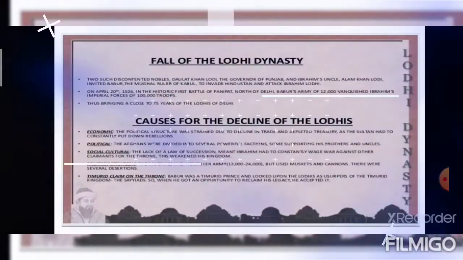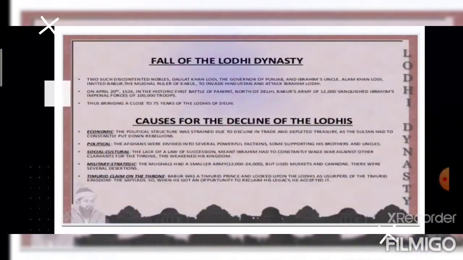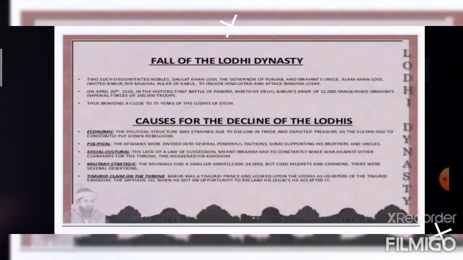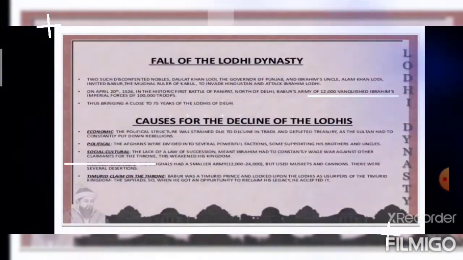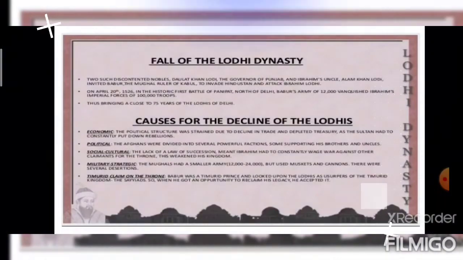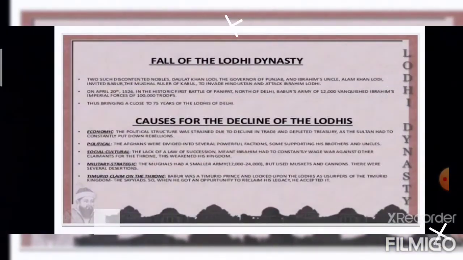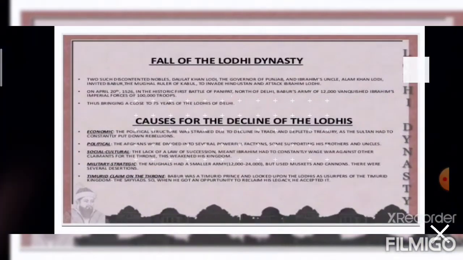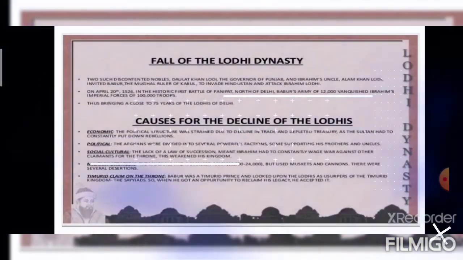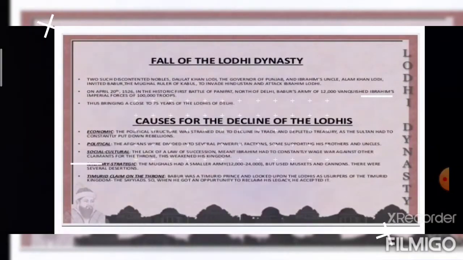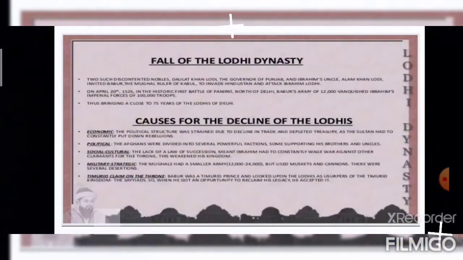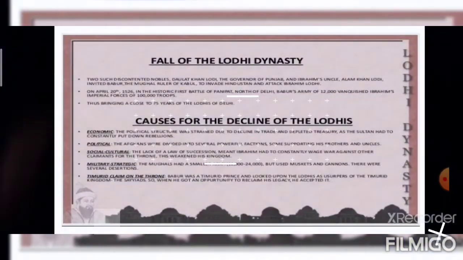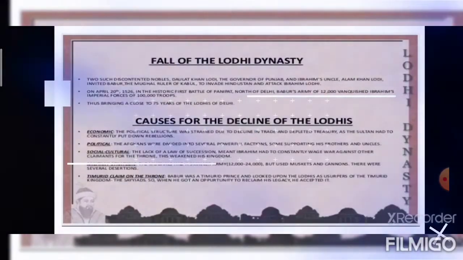This weakened his kingdom. Military strategic: the Mughals had a similar army, that is 12,000 to 24,000, but used muskets and cannons. There were several desertions. Timurid claim on the throne: Babur was a Timur prince and looked upon the Lodhis as usurpers of the Timurid kingdom, the Sayyids. So when he got an opportunity, he reclaimed his legacy. So these were the reasons for the decline of the Lodhi dynasty.